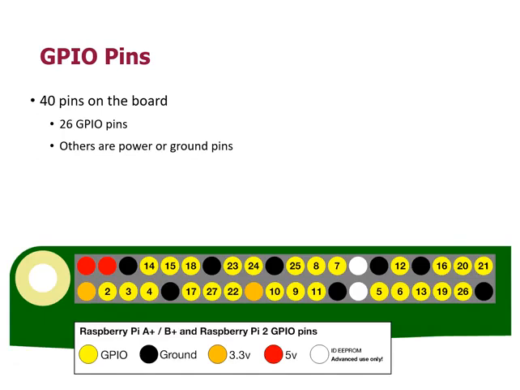As you can see, there are 40 pins on the board in total. Out of these, 26 are GPIO pins that you can use for your projects. The remaining pins are power or ground pins, providing the necessary power and grounding for your circuit. This diagram shows the specific layout of the GPIO pins on the Raspberry Pi A+, B+, and Raspberry Pi 2.